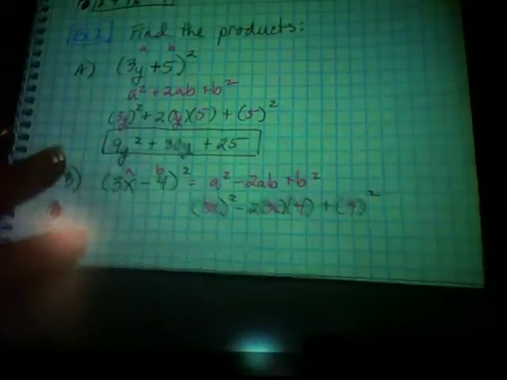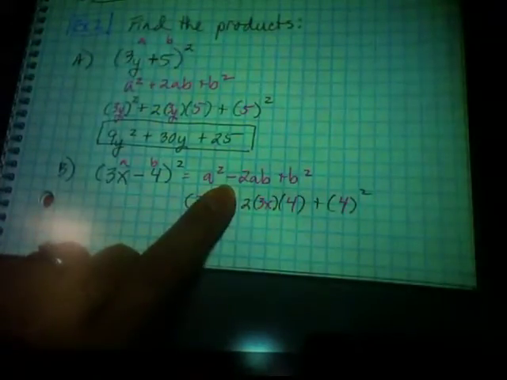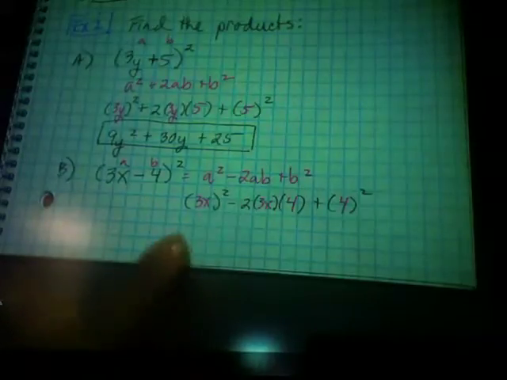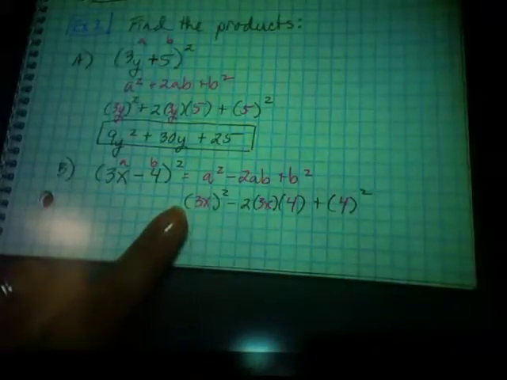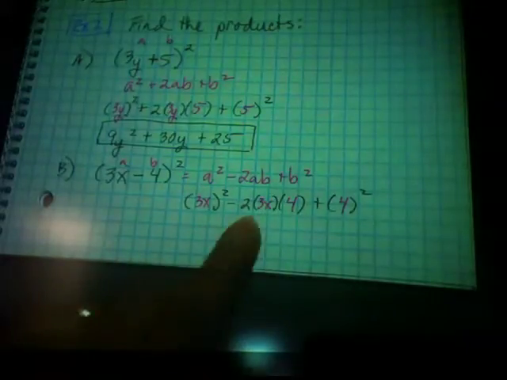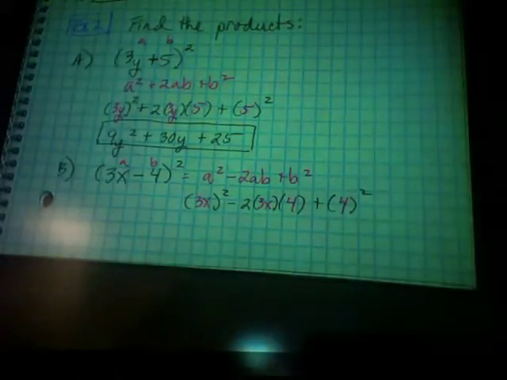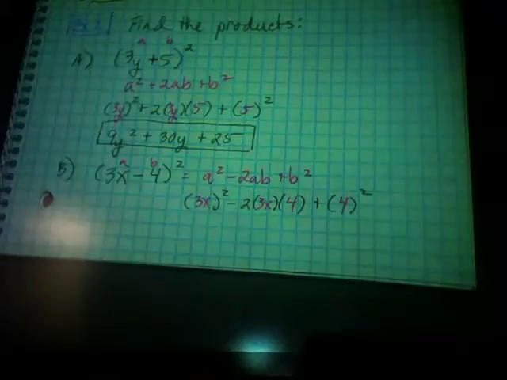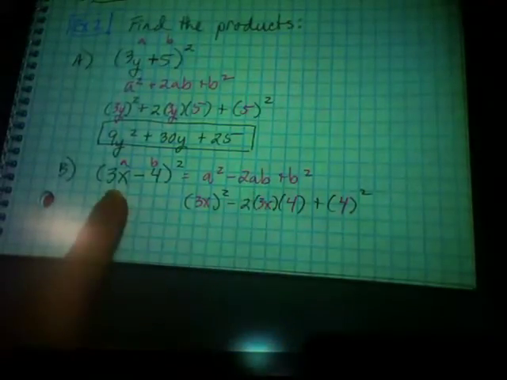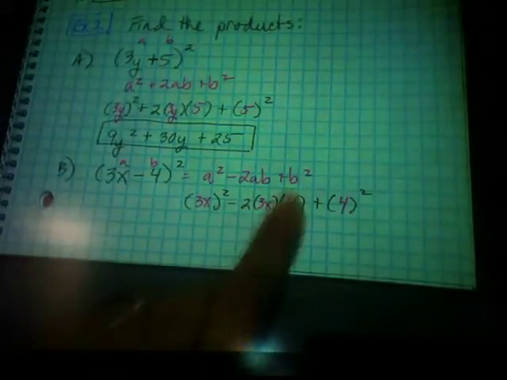So look up here. Here's your pattern. This time you've got a minus for the 2ab, right? Because your middle term is negative. So if you don't like doing it in your head, then use substitution parentheses. Instead of the a and the b's, you're going to use parentheses. It might help you for a while until you get used to doing it. So I put in parentheses here. I plugged in for my a's 3x, and for my b's the 4.